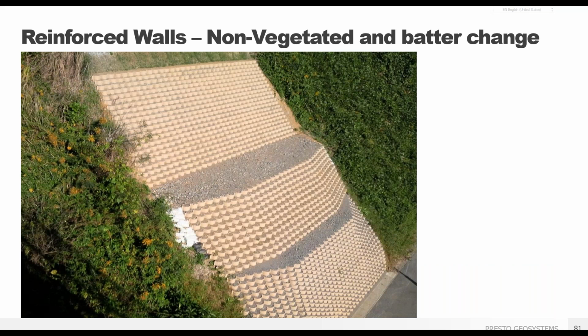GeoWeb walls can be vegetated or non-vegetated with concrete or crushed aggregate as infill. This wall is benched and stepped back, and we see the ability to change batter angle over a short distance. We'll offer a pro tip for batter angle in just a bit.